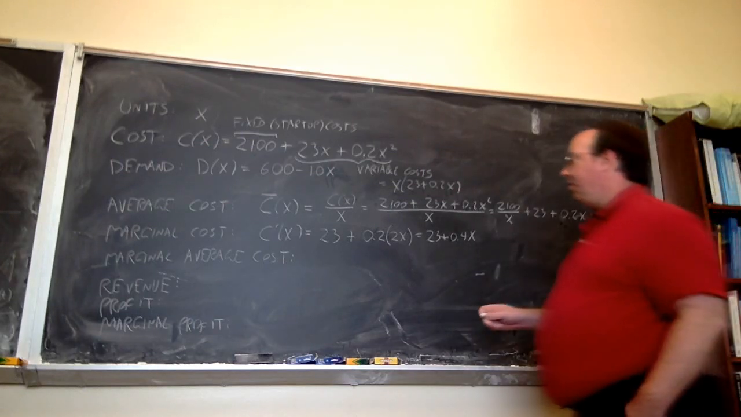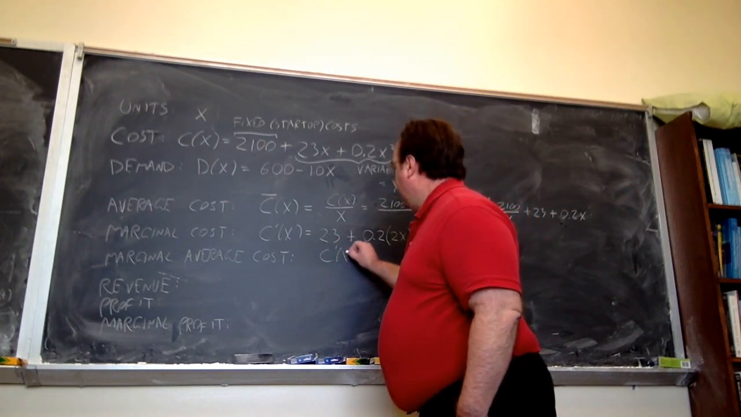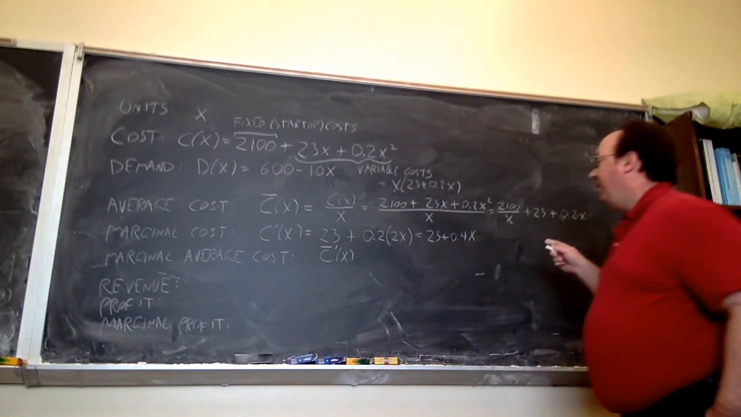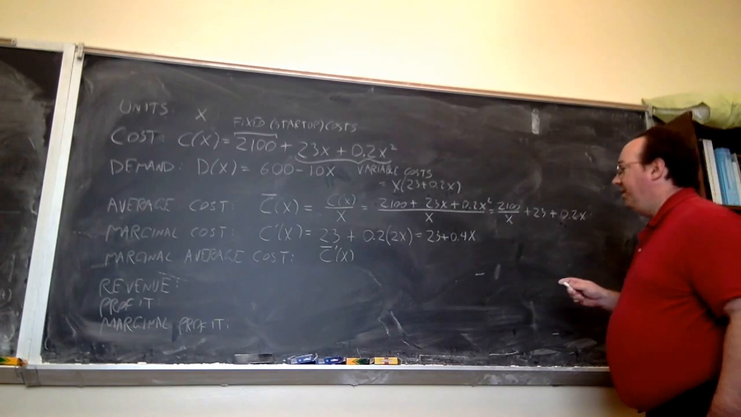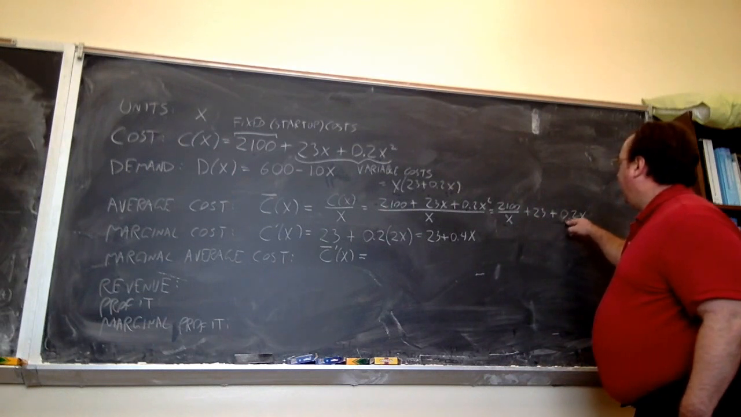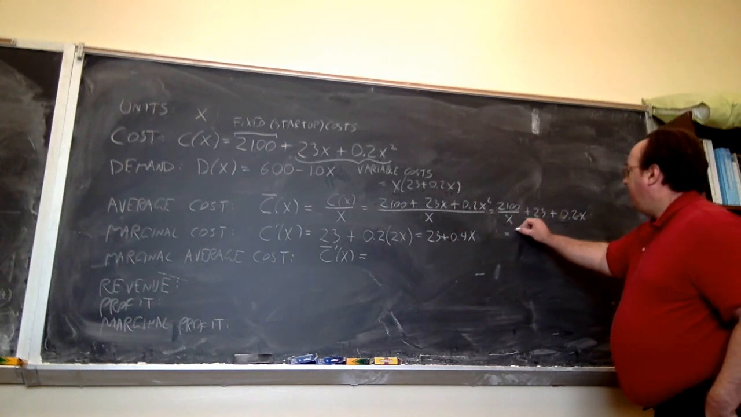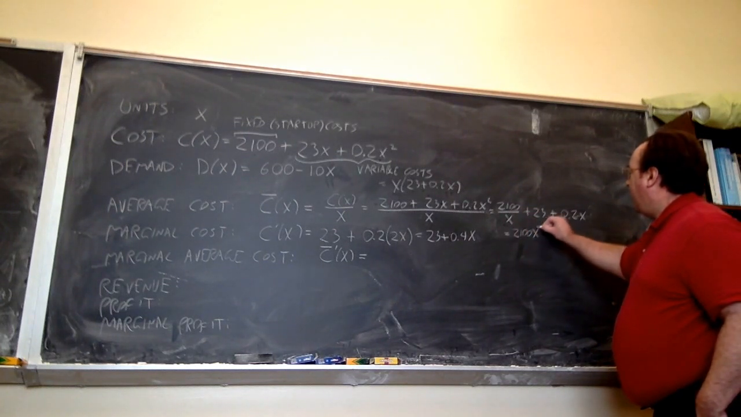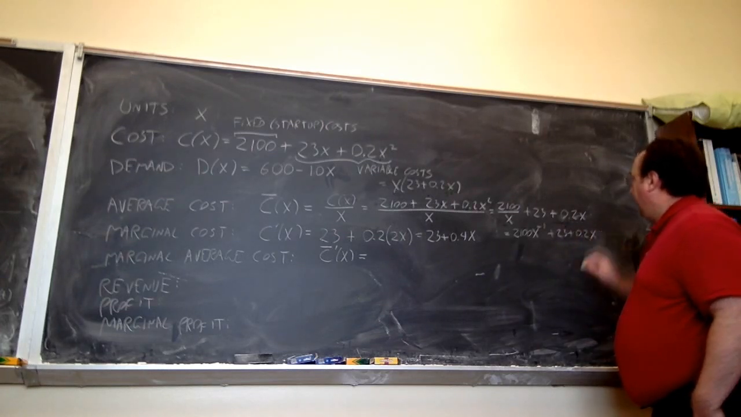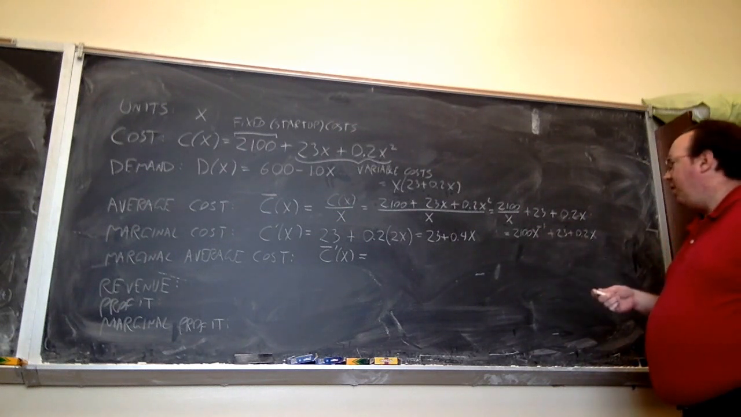The marginal average cost is the derivative of C bar. So you take your average cost function from before, and now you take its derivative. That would be the derivative of this function right here, which I'm going to rewrite before I take its derivative, as 2100 x to the minus 1. And then the rest I'll leave as is. Because now that it's written in this form, it's easier to take a derivative using the power rule.